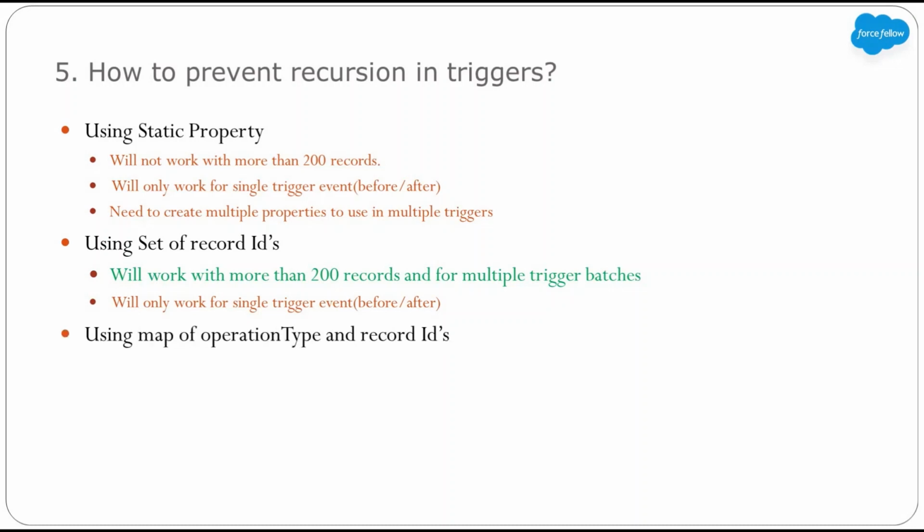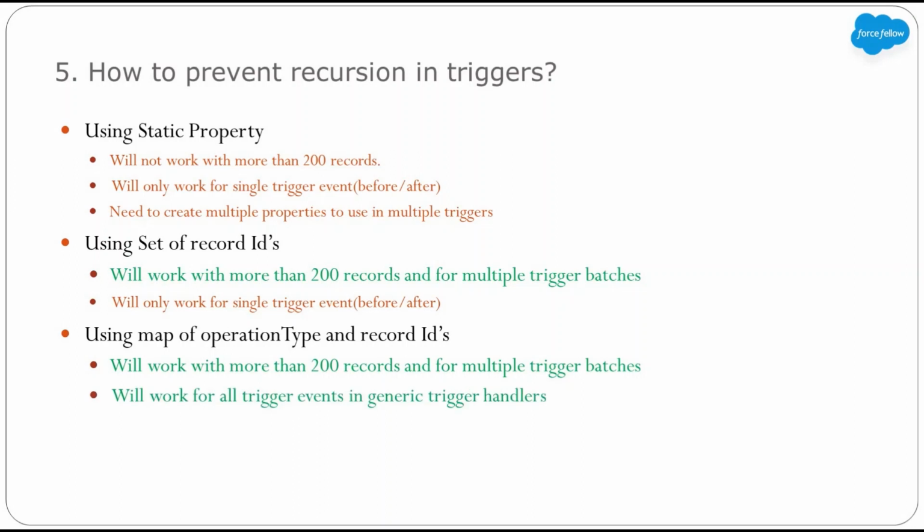So in this case, we can use a map of operation type and record ID. So this will work for more than 200 records, as well as this will work for all the trigger events in generic triggers. And I already have created a detailed practical video on this. So if you want to know more about this in detail, then you can refer to that video and you will find the link in the description.